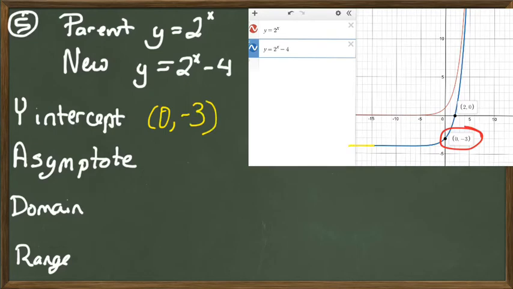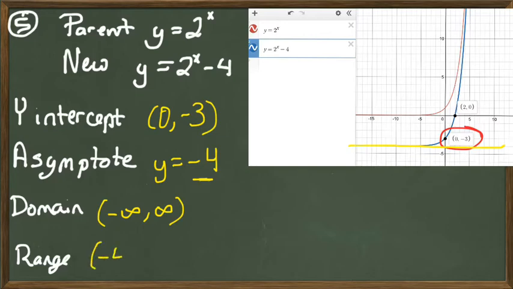The asymptote is this line it doesn't cross. And that line was at 0. I moved it down 4, so y equals negative 4. Our domain gets to stay the same. No changes. Our range, we're still going up, so the negative 4 is our starting point, and we're going to end at positive infinity.